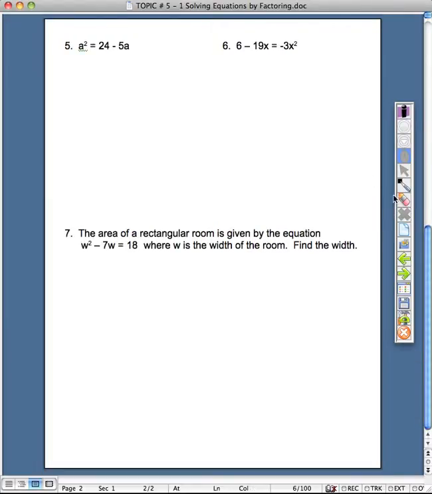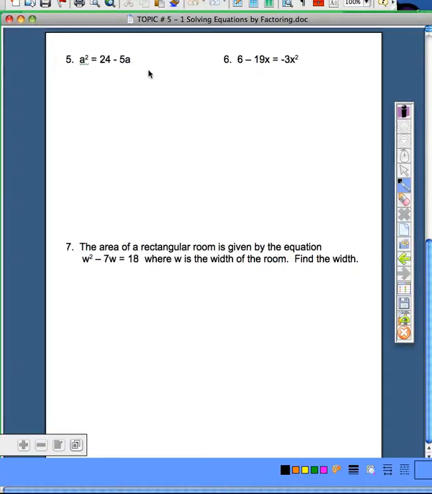Got 3 more examples here. All right, what's different in these two is we don't have everything equal to 0. We have to make everything equal 0. So we have to shift some of our elements of the quadratic to one side or the other.